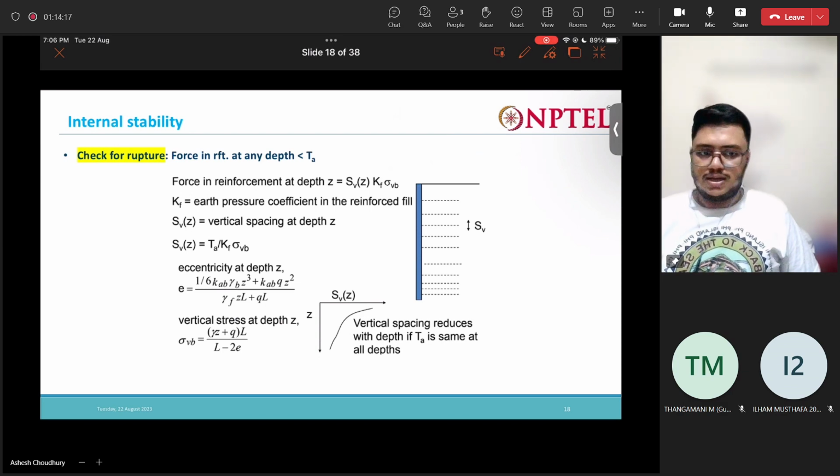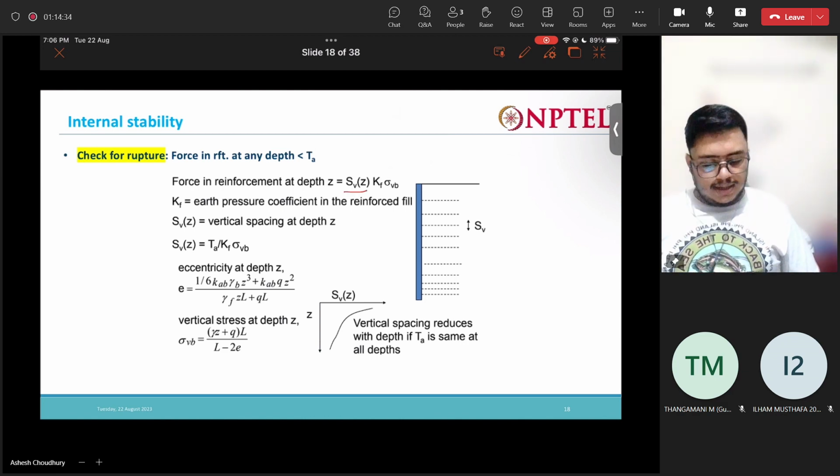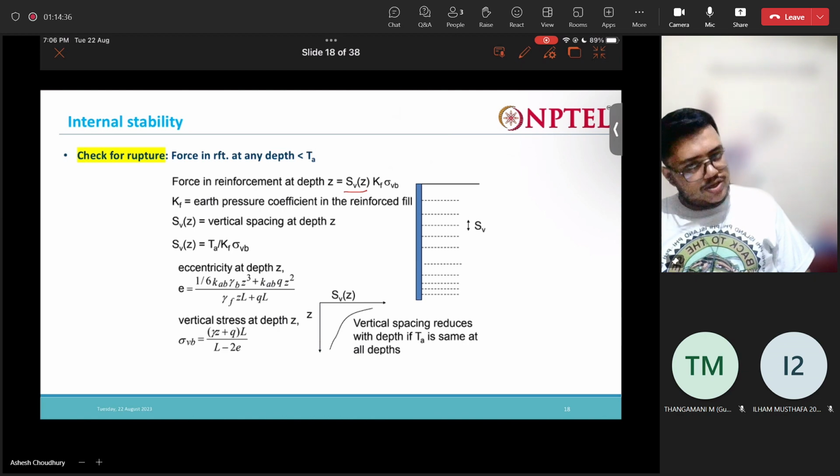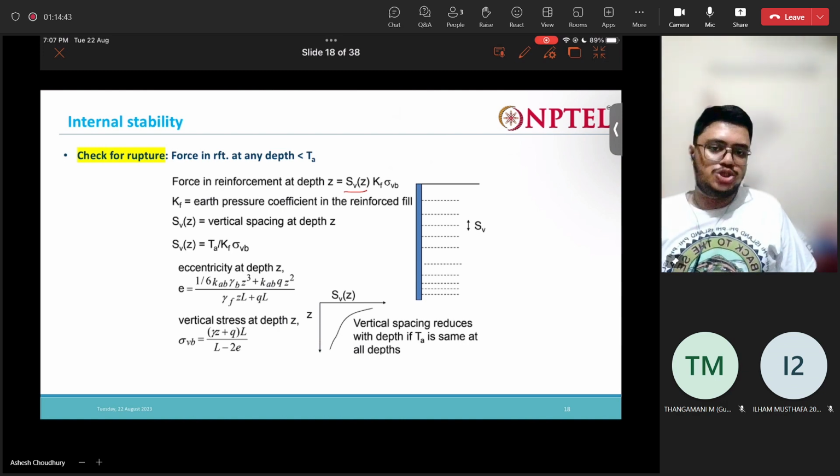Now comes this important part, the force that we are talking about, right? How to calculate this force in reinforcement? The force in reinforcement at any depth z is given by the spacing times the earth pressure coefficient in the soil times the vertical pressure that is coming. Okay, so that gives the force in each reinforcement.